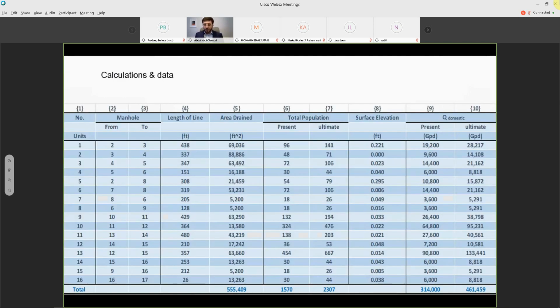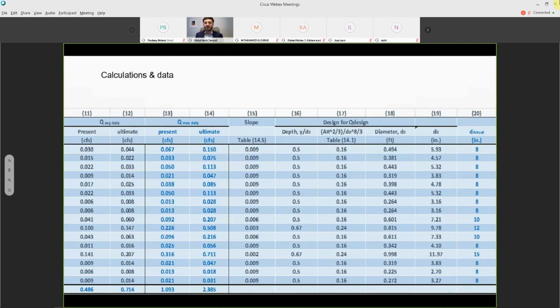These are my calculations. So this is what I found. For the current population, I had only 1,500 people, but for the future population, after 50 years, it would be 2,300 people just in that division. So that was my design. Next slide. My design was based on that.